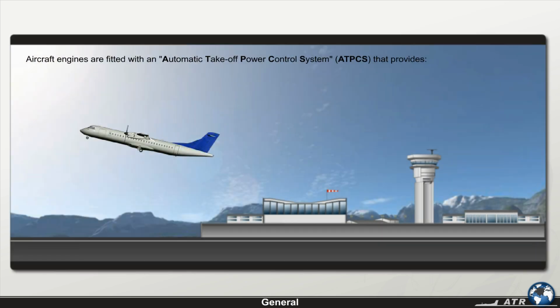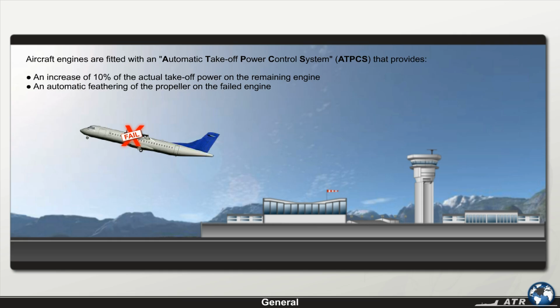The aircraft engines are fitted with an automatic takeoff power control system, ATPCS, that provides, in case of an engine failure during takeoff, an increase of 10% of the actual takeoff power on the remaining engine and an automatic feathering of the propeller on the failed engine.